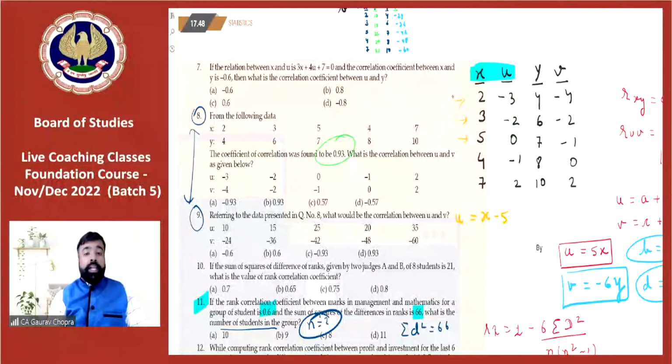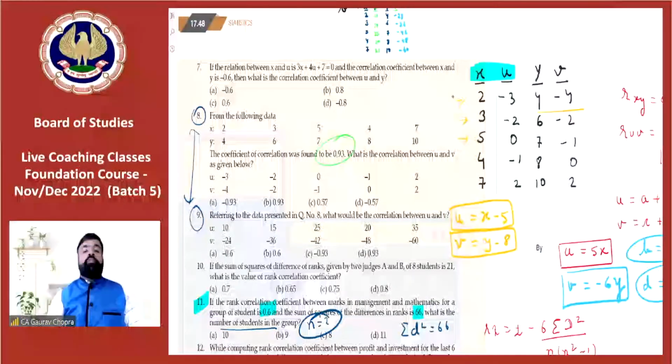What about the second? If we compare the second one, there is a gap of 8. So if we subtract 8 from Y, we get V. So 4 minus 8 is -4. 6 minus 8 is -2. 7 minus 8 is -1, and so on. So this is U and V. Now what we have to do?